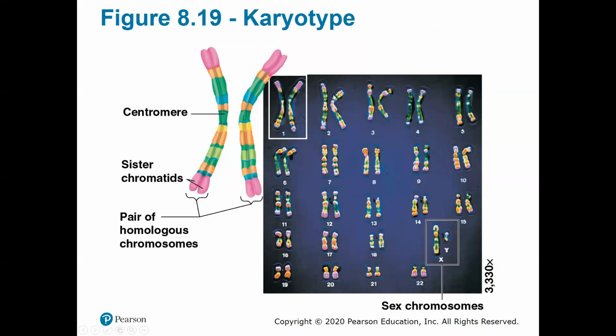You have your 2 sister chromatids and then the pair of homologous chromosomes. In humans, we have 23 pairs of chromosomes, so you can count them here, the chromosome number and its pair. There are 22 autosome pairs, which means they don't have anything to do with an individual's sex, and then there are the sex chromosomes, X and Y. This individual has 1 X chromosome and 1 Y chromosome, so this would be a male individual, at least genetically.